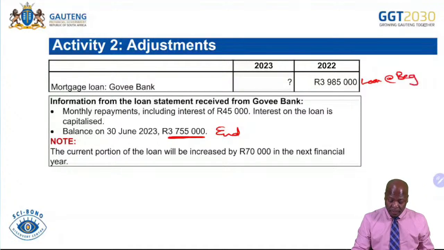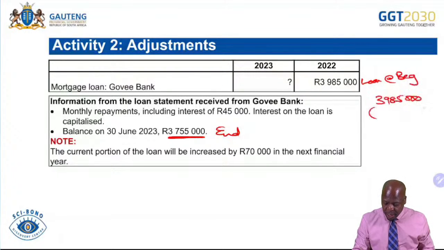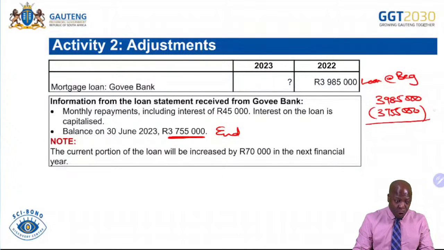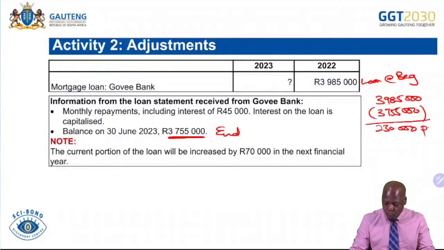So it simply means if I take my loan at the beginning, which is 3,985,000, and I subtract my loan at the end, which is 3,755,000, it will give me what I have paid on the loan, which is 230,000. So this year we've paid 230,000 on the loan. This is what we have paid this year.